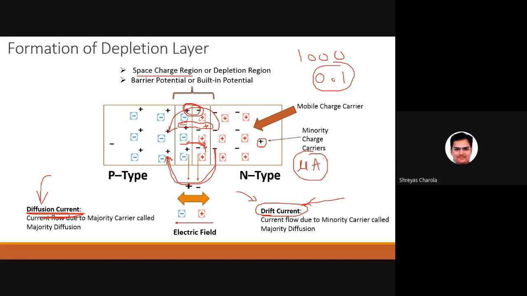Clear to all of you? So there are two currents, diffusion and drift. Diffusion always flows due to the majority and the drift always flows due to the minority charge carriers. Clear to all of you? Sir, in the drift current definition, it should be minority. So yeah, this one is wrong. Okay, now clear? This is wrong. It's minority only. Yes.